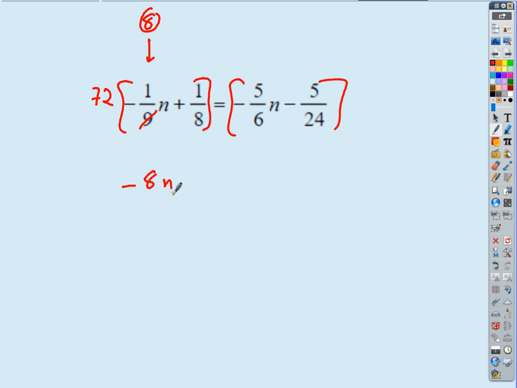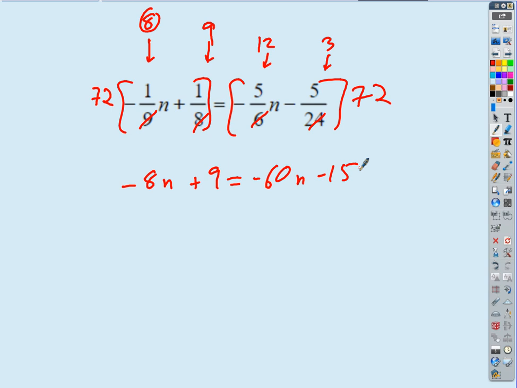Next term, 72 over 8 is 9. So plus 9. How about over here? 72 over 6 is 12, good, times negative 5. Negative 60, good. And 72 over 24 times negative 5. And now it's easy. You can take it from there.